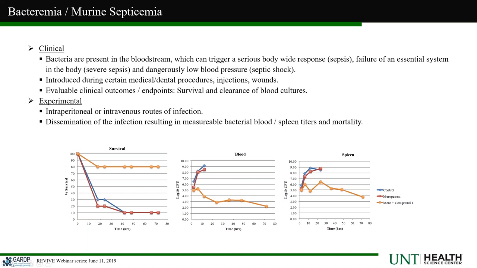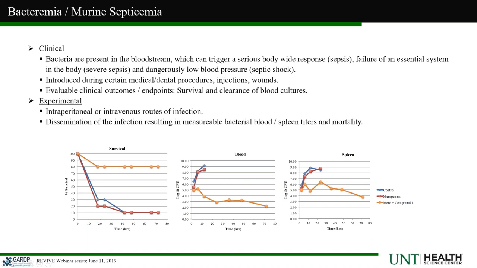This happened to be a KPC-producing strain. However, treatment with Miro plus a beta-lactamase inhibitor, we're calling compound one, enhances survival, and we now have 80% survival. So you're looking at survival as an endpoint. You're going from 10% survival to 80%. You can calculate ED50s off of this.